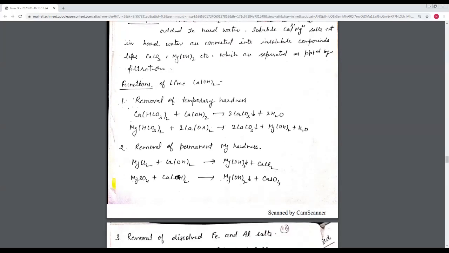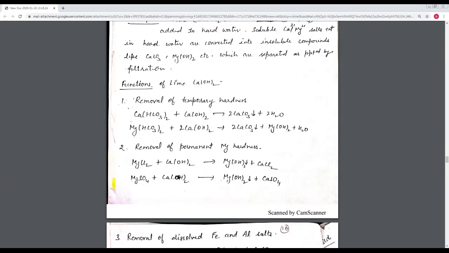Here, firstly, we take the function of the lime. Lime is Ca(OH)2, calcium hydroxide. The first function of lime is the removal of temporary hardness. We can say that lime removes the temporary hardness. Now, temporary hardness means the hardness due to the presence of bicarbonate. It does not matter whether it is calcium or magnesium bicarbonate.